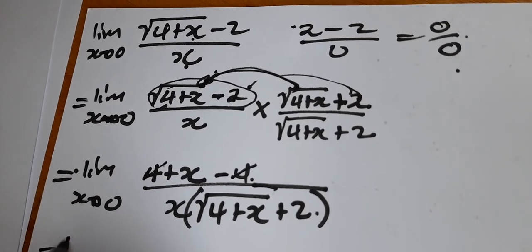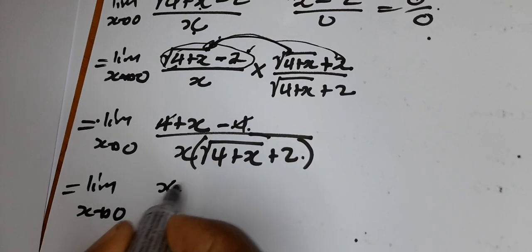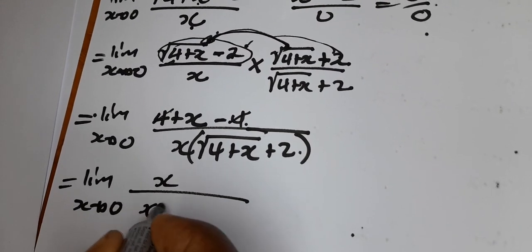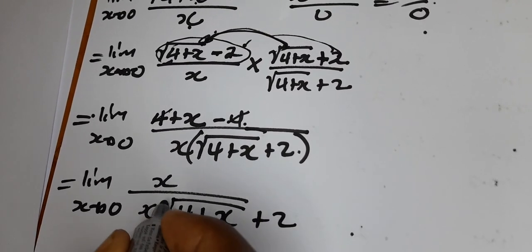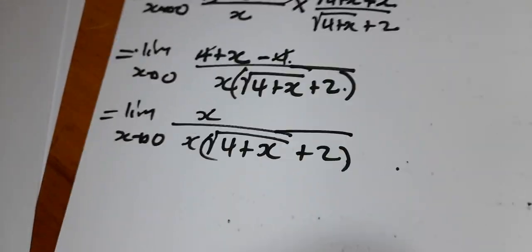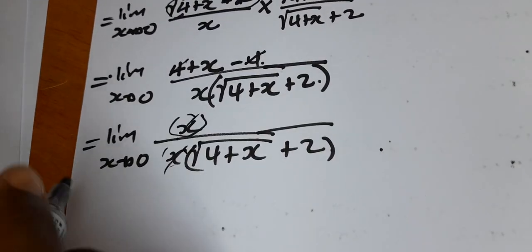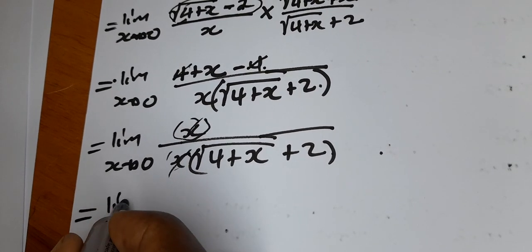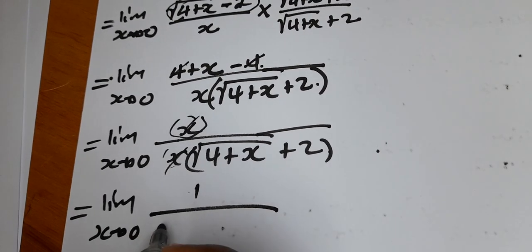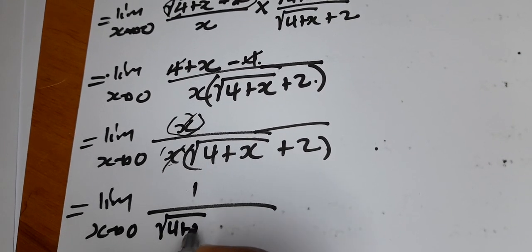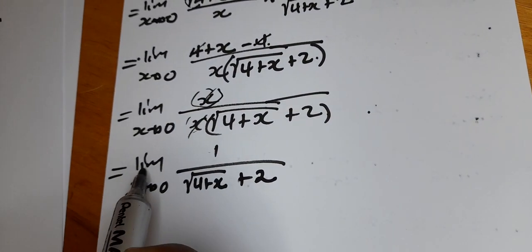So we have equal to the limit when x approaches 0, and then we have x all over x times the square root of 4 plus x, then plus 2. Then you can see now we have x and we have x, so this x will divide that x. Then now we have the limit when x approaches 0 of 1 all over the square root of 4 plus x, and then plus 2. Then from here you can distribute your limit.